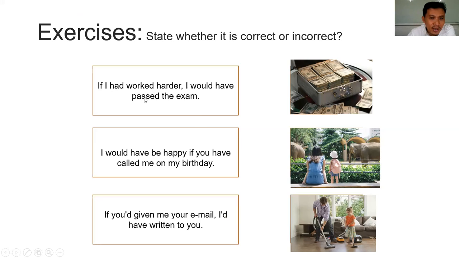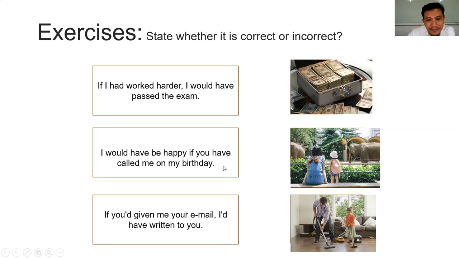If I had worked harder, I would have passed the exam. Yes, please. I think that's correct, sir. Rahmi, is it correct or incorrect? I think that's correct, sir. Yes. If, and then I had as a past perfect tense, and then here I would have passed the exam. Yes, very good. That is a correct sentence.